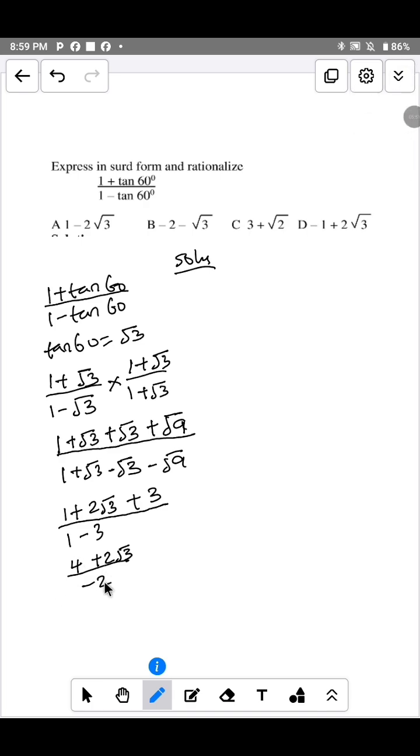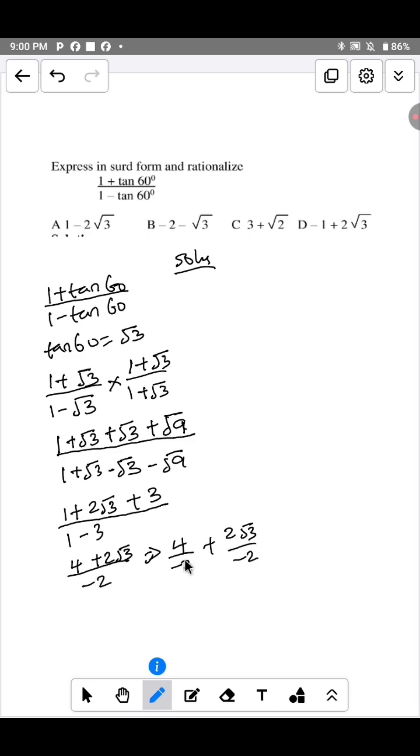Either you say 2 divided by this 4 here, or you can split it, because this 4 and this 2 root 3 share this minus 2. So let's split it to make it easy, because this place may get confused if you are not careful. That is the reason why I said let's split it for you to understand it better. So that means we have 4 divided by minus 2, plus the same thing applicable to here: 2 root 3 divided by minus 2, because they both share this minus 2.